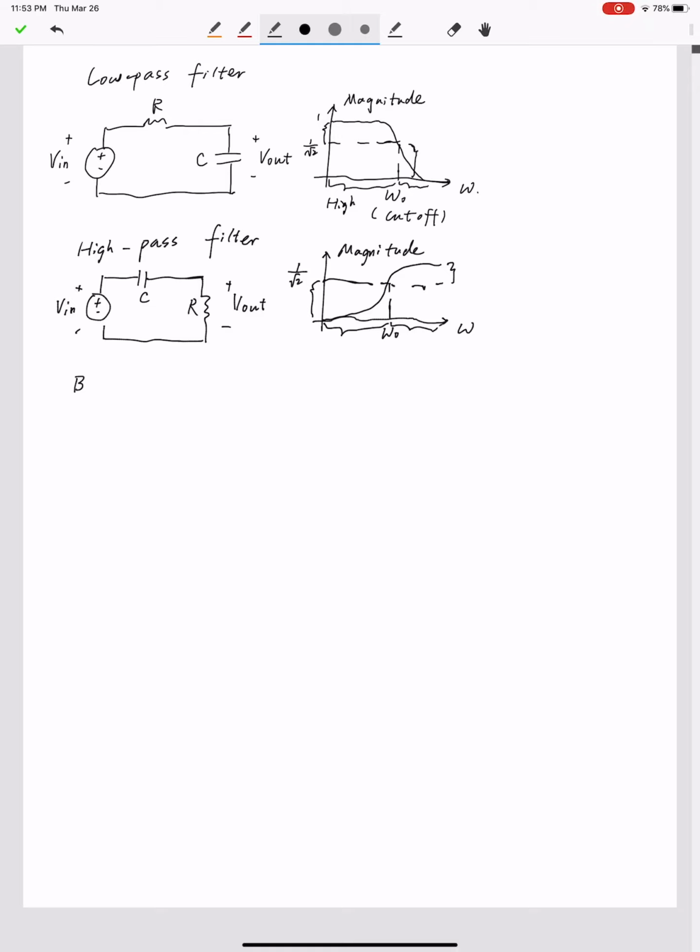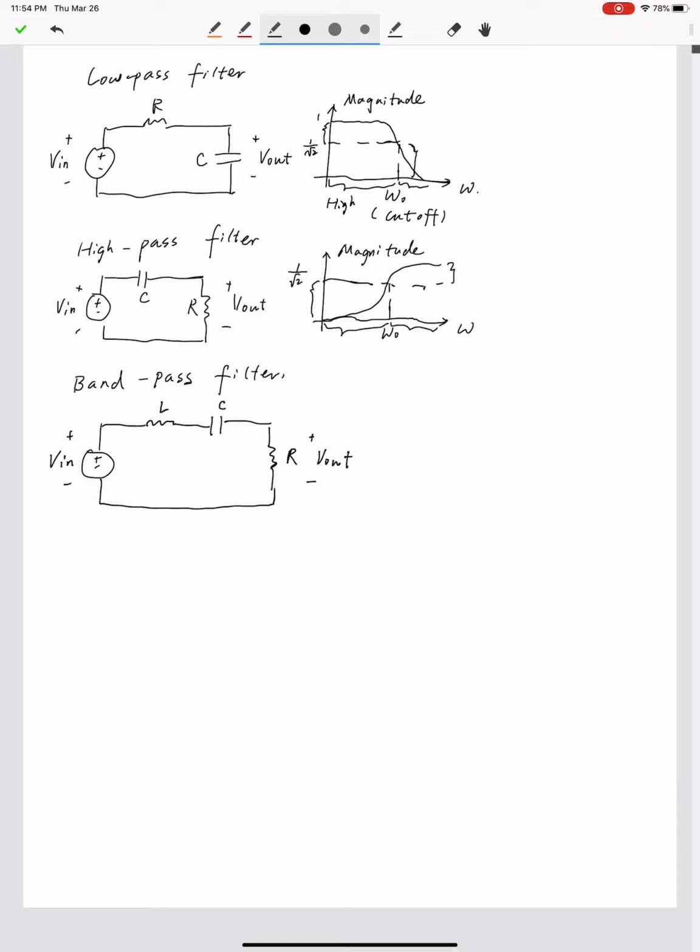And we also introduced the band pass filter. A band pass filter is built based on a second order differential circuit, which has three components: an inductor L, a capacitor C, and a resistor R. The input signal is also defined as the voltage source, and the output signal is the voltage across the resistor, V out. Okay.